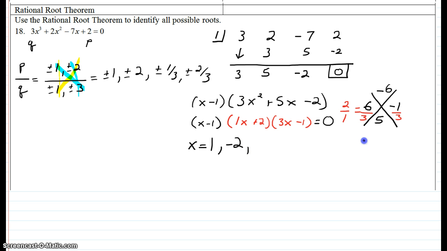If you can't do that in your head, just come off to the side and just write 3x minus 1 equals 0. Add 1 to both sides. And we get 3x equals 1. Divide by 3. And we get 1/3. And just real quick, you can come up here and check. Oh, we had 1, we had negative 2, 1/3. All part of our rational root possibility, so it looks good.